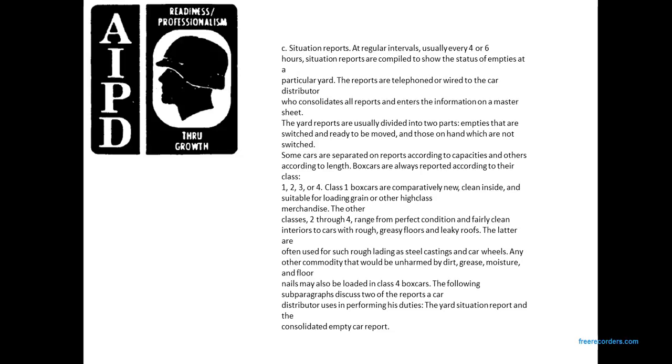The yard's reports are usually divided into two parts: empties that are switched and ready to be moved, and those on hand that are not to be switched. Some cars are reported according to capacities, others according to length. Boxcars are also reported according to their class: 1, 2, 3, or 4. A Class 1 boxcar is comparatively clean inside, suitable for loading grain or high-class merchandise. Class 2 through 4 are in fair condition, with fairly clean interiors but rough, greasy floors and leaky roofs. The latter are often used for rough lading, and for the casting of car wheels. Any other commodity must be unharmed by dirt, grease, or moisture. Floor nails may also be loaded in Class 4 boxcars.